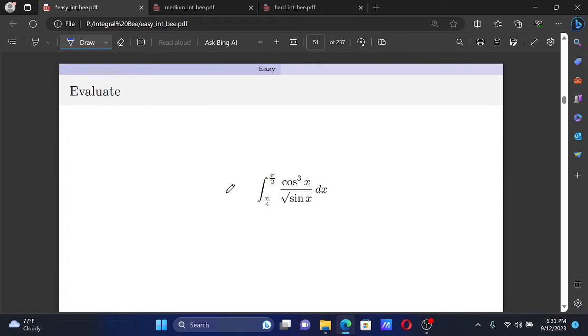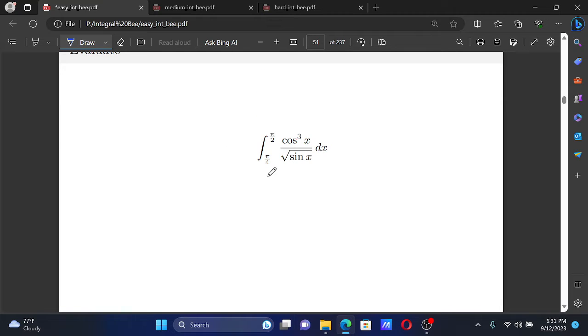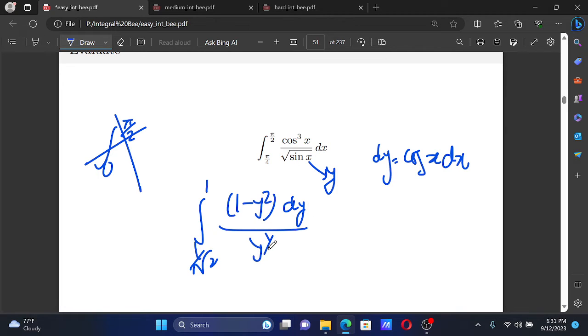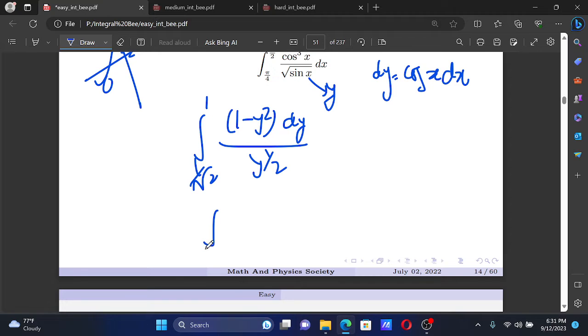Yeah, for this one I don't think we can use beta gamma functions since we don't have 0 to pi by 8, something like that. We don't have this. For this one we can just suppose sin x as y, and then we have dy equals to cos x dx. Yeah, this can help. And the limits will be from 1 by root 2 to 1, and we have 1 minus y square dy by y to the power 1 by 2. But now it's an easy question.